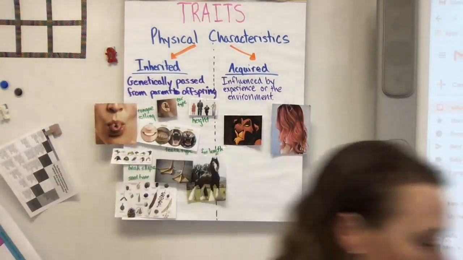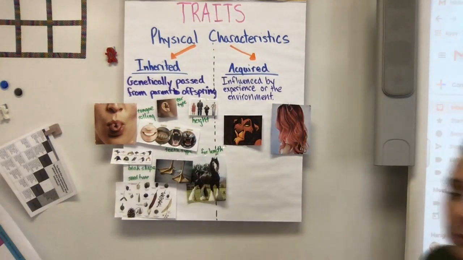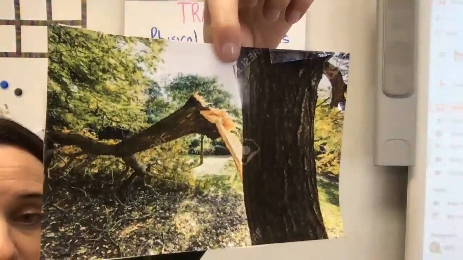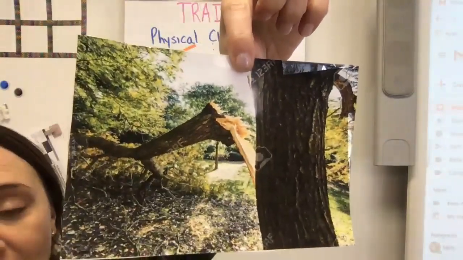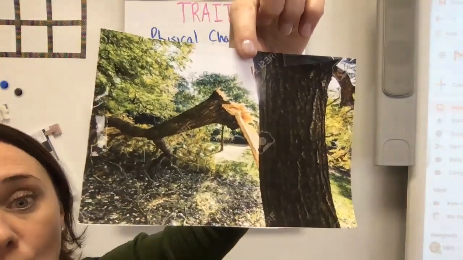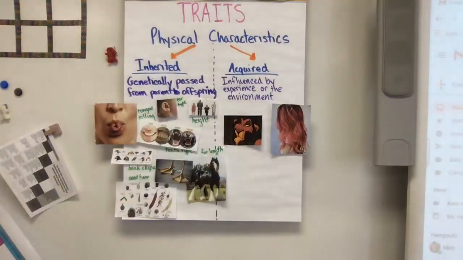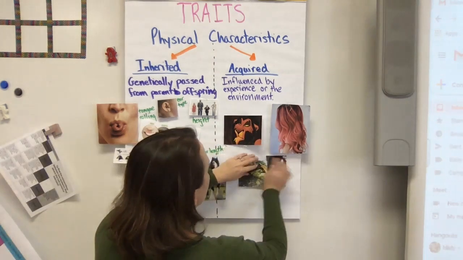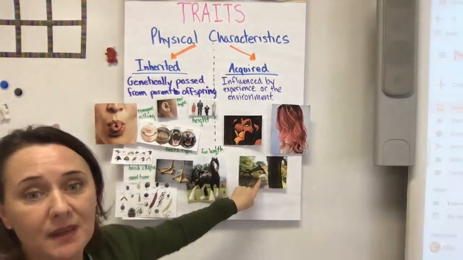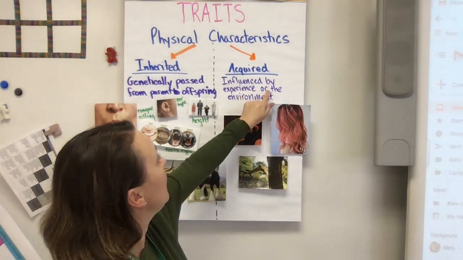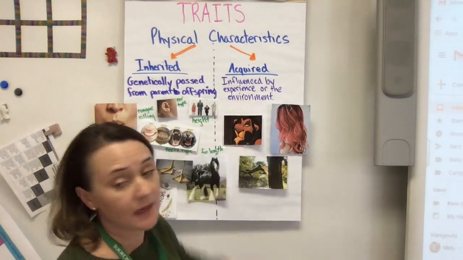Next one is broken limbs. This is a broken tree limb. That tree wasn't like that. It didn't start out that way. Something happened to it. It acquired that broken limb. What probably happened is it was in a windstorm or a hurricane. But a broken limb is something that happens to a tree. It is an experience from the environment, okay?